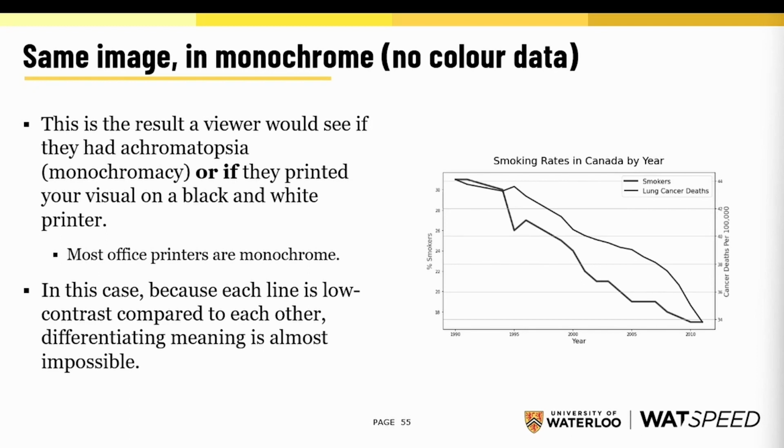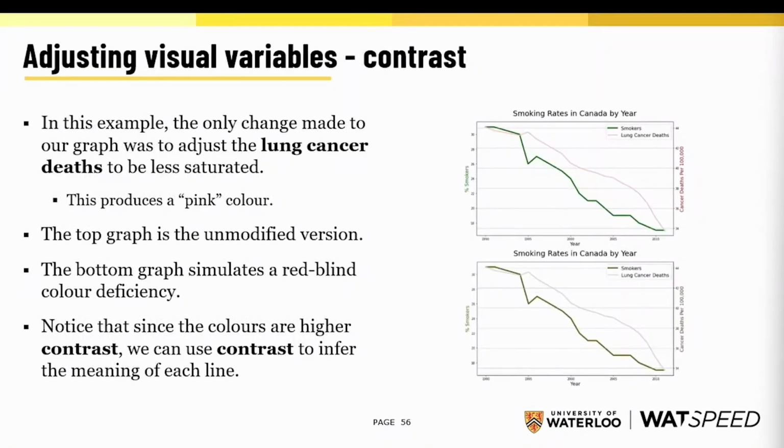So what can you do to compensate? Well, we can make a change. The only change I've made to this graph is to adjust the lung cancer deaths color to be less saturated. It's as if I took the intensity of the color and turned it down. We've gone from a dark red to more of a pink hue.